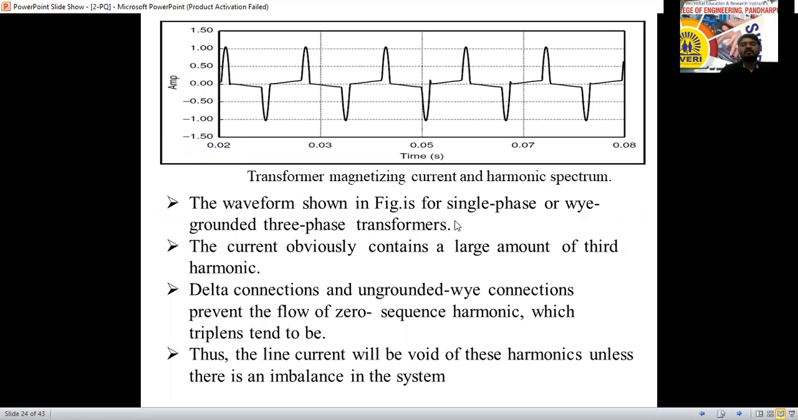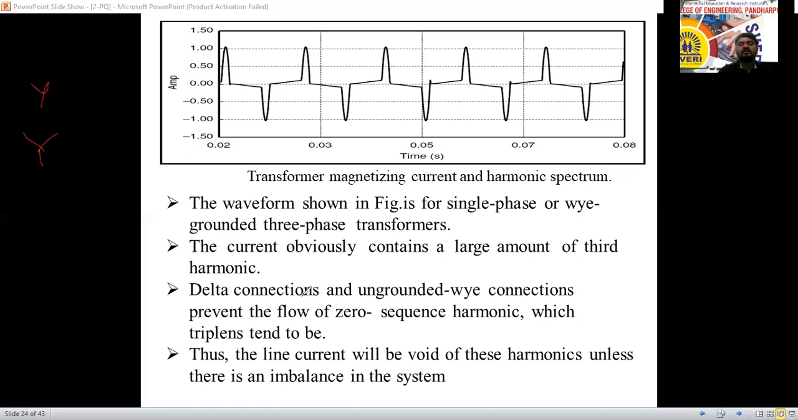So these are the waveforms for a single phase star connected, star grounded three phase transformer. This is the grounded three phase transformer current waveform. The current obviously contains a large amount of third harmonics. Suppose it is star connected, that is called Y. In the delta and Y connections, it is like this. This one is star connected, we are going to call it.